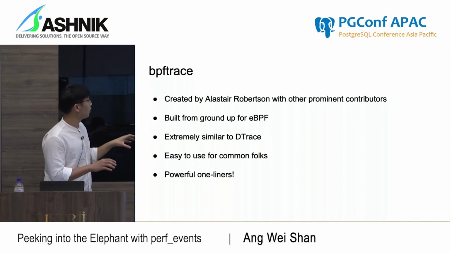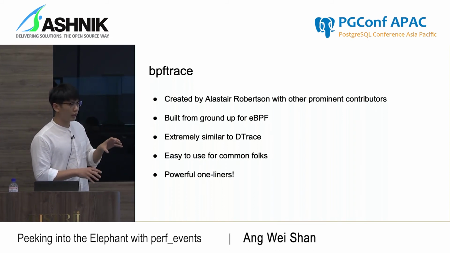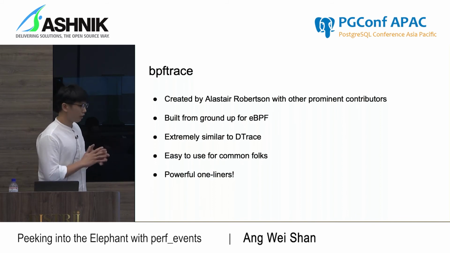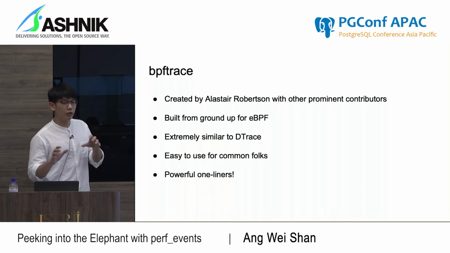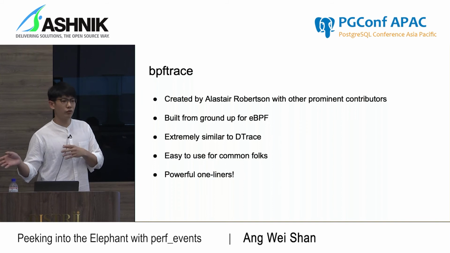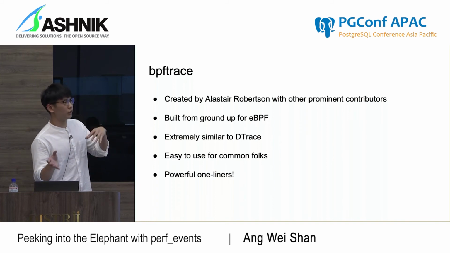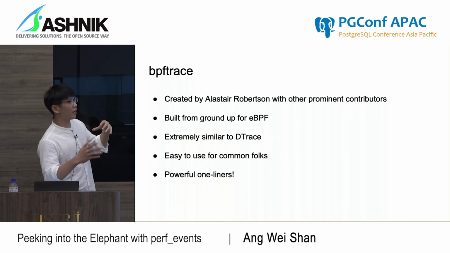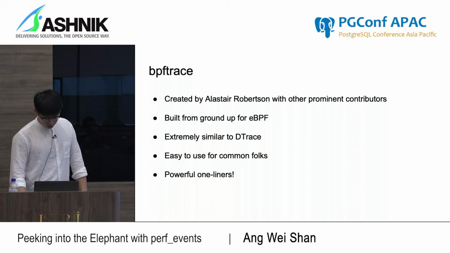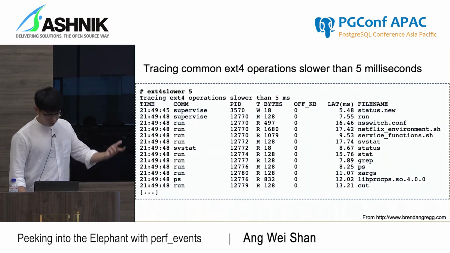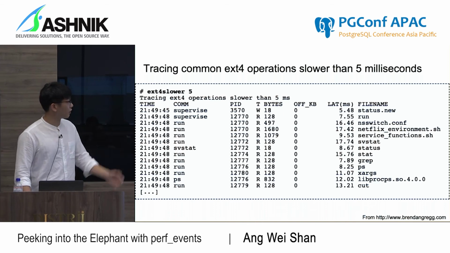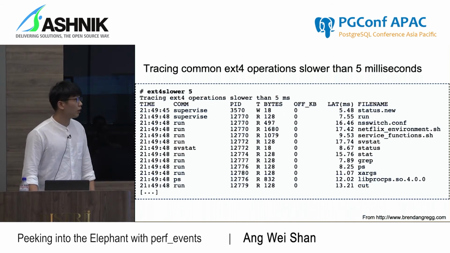It has really, really powerful one-liners, so you can do a lot of things without actually learning how to code in it. It's really cool, and it's quite similar to DTrace for Solaris back in the day. So if you have a previous DTrace script, just convert it from dtrace -n to bpftrace -n. That's it. Really easy.